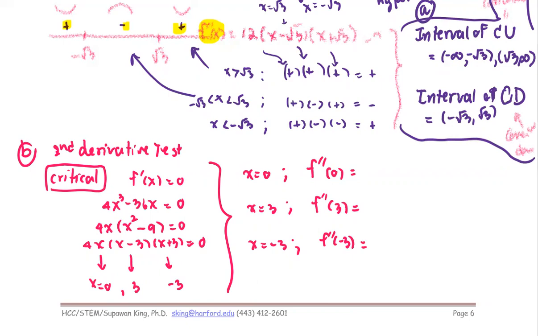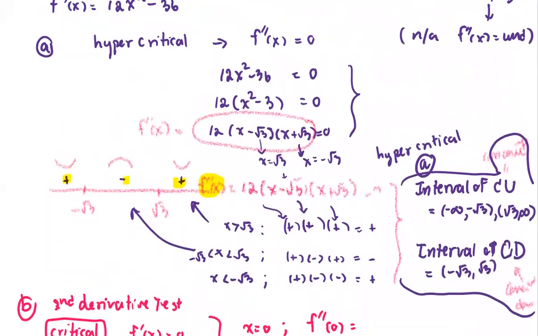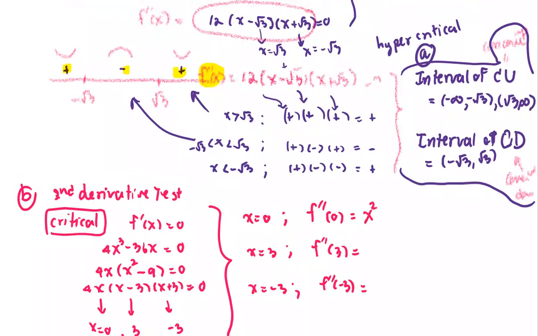The second derivative that we found at the beginning is 12x squared minus 36. Replace x with 0. We got -36.